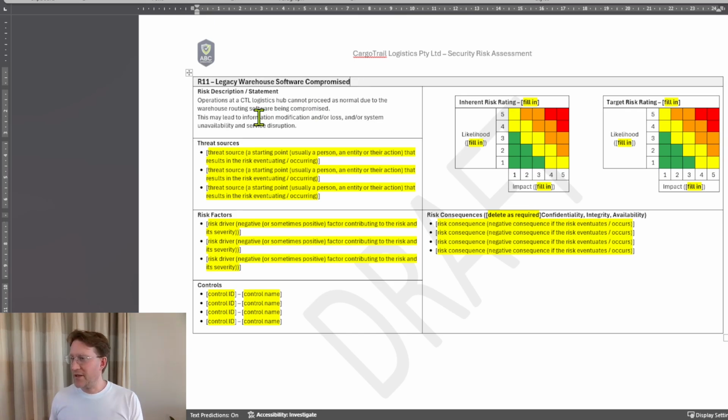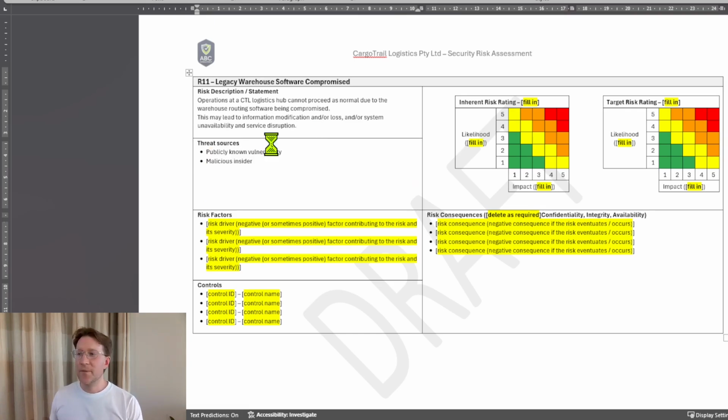If we look at the CIA impacts, we've identified information modification or loss, or system unavailability or service disruption. If the warehouse software was compromised, then people could go in and, say, modify or delete shipment information. They could also just cause the system to crash and therefore it doesn't work. So we're talking about integrity and availability issues.